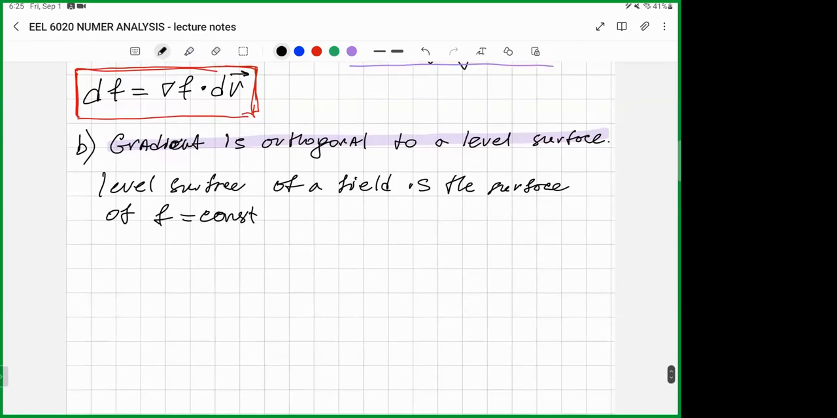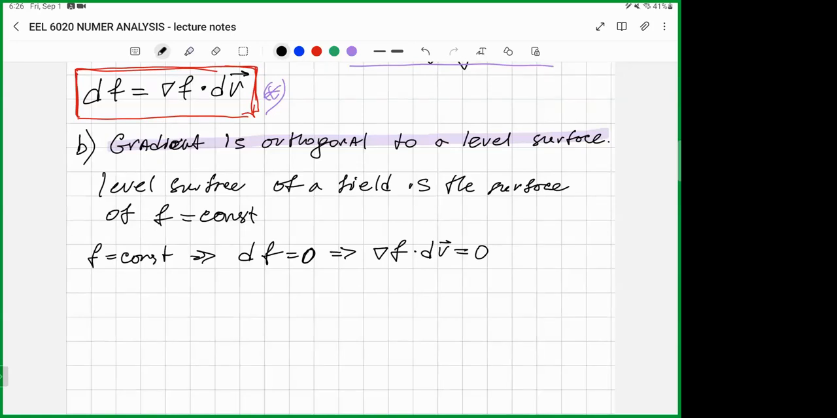So if f is constant, looking at this formula for the differential, it means that df is 0, right? If it doesn't change, the differential of this field is 0. And that means that the gradient of this field times dr is equal to 0. What does it mean? This is the dot product of two vectors, or geometrically, it is a projection of the gradient on dr.